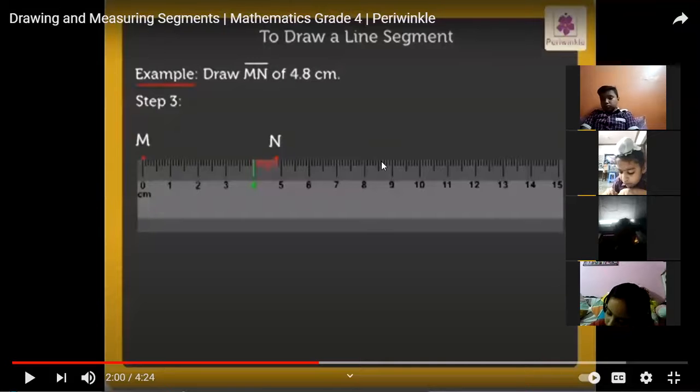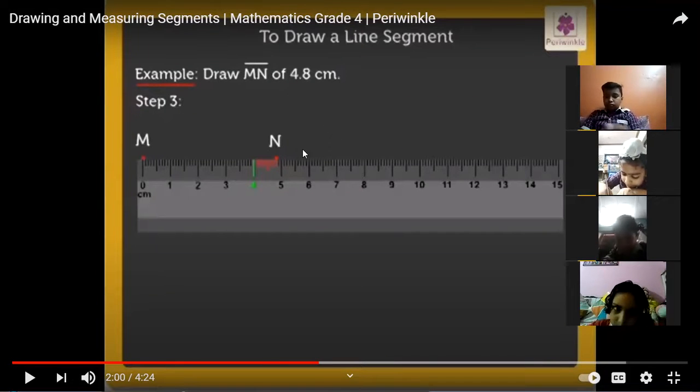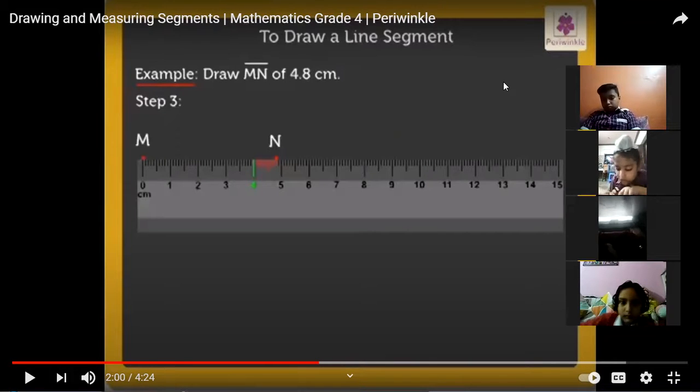Yes, Vanshika. Ma'am, because the question is we have to draw exactly 4.8 centimeter. Because our question is 4.8. So that's why we have taken this. Very good. So now we can continue.